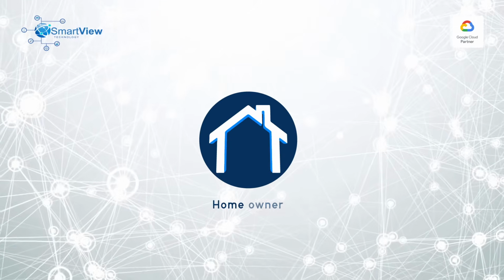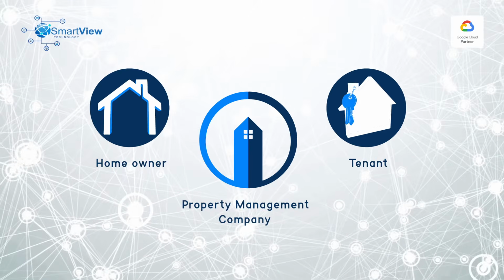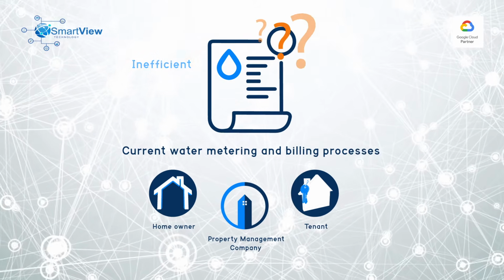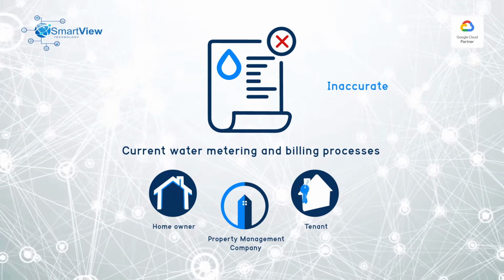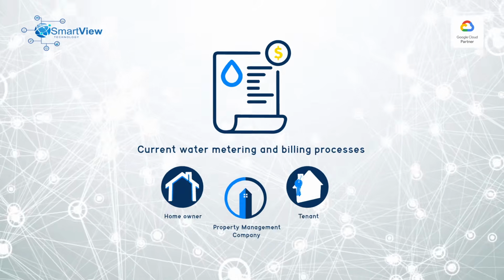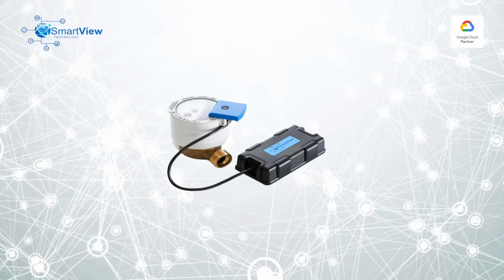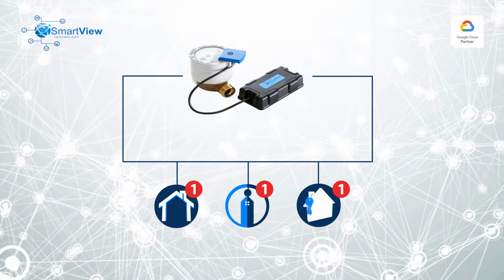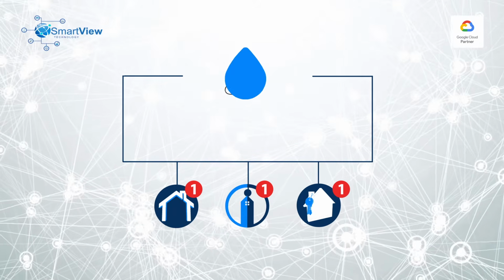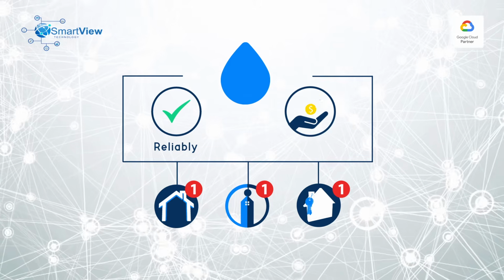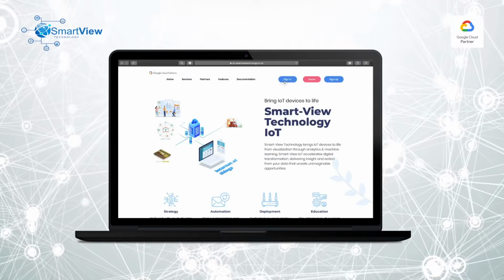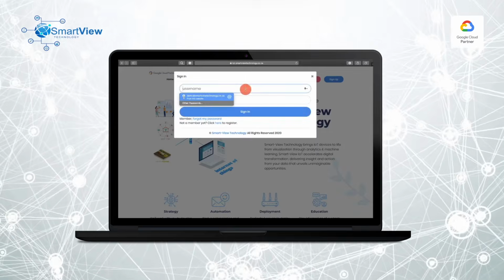Whether you're a homeowner, tenant or property management company, current water metering and billing processes are often inefficient, inaccurate and costly. With SmartView's water utility software, all stakeholders have remote access to critical information, which allows them to manage water resources reliably and cost-effectively. Water usage is displayed on an easy-to-use web dashboard.